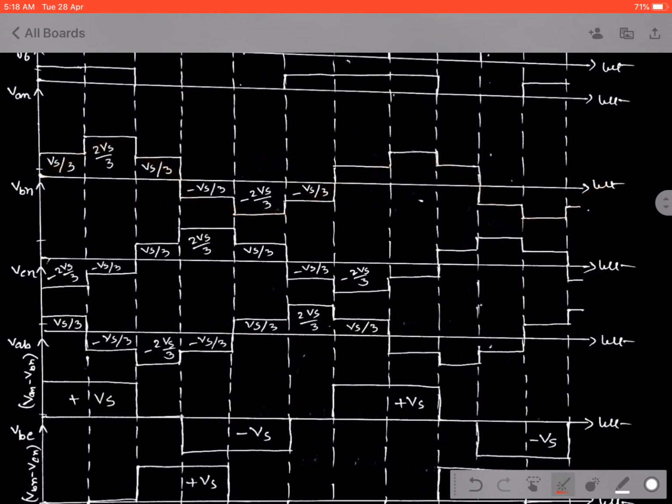That means the output voltage is periodic in nature and similar to a sine wave. That is why we can say it's an inverter operation. Similarly, we can go through the next pattern also.